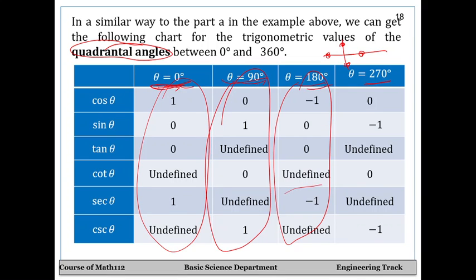Some of them, as you will see, are undefined, and some of them are 0, some of them are 1, some of them are -1. So it's hard to memorize this. For this reason, we are teaching you how to use these points when getting the trigonometric value. Since you will not use a calculator for it, you have to know how to get it from here.